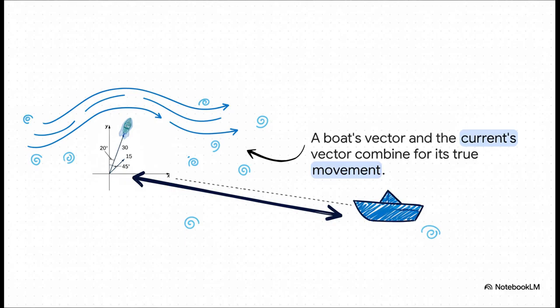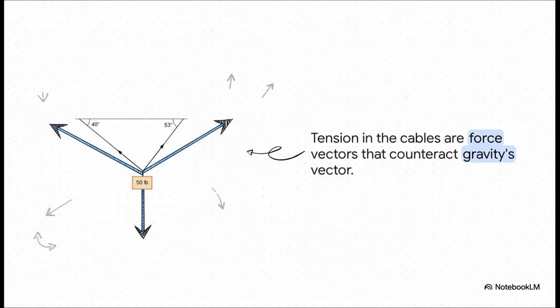Pretty cool, huh? And hey, vectors aren't just for things that are moving around. Here, gravity is pulling that weight straight down. That's a vector. But the tension in those two cables, they're pulling up and out, each one its own force vector. For that weight to just hang there perfectly still, all those vectors have to be in a perfect tug-of-war, balancing each other out completely.